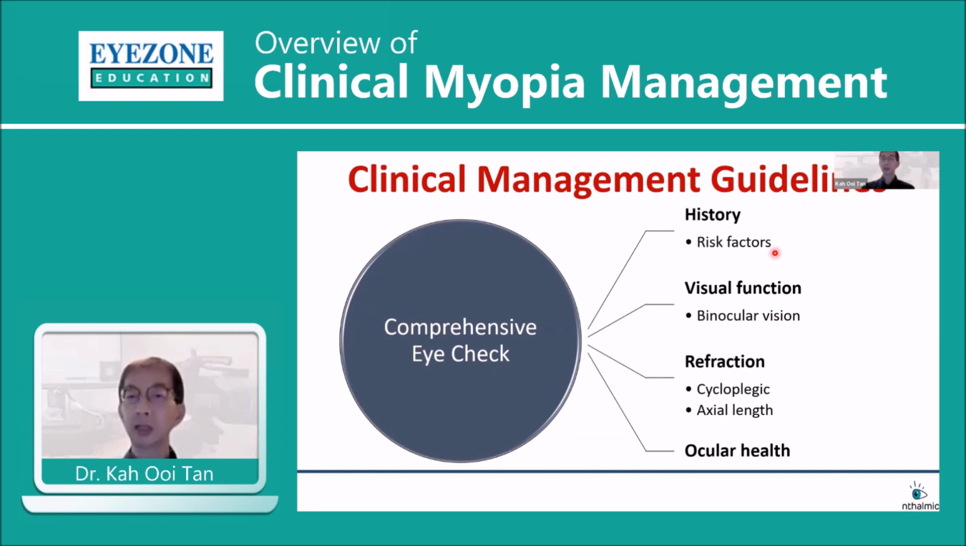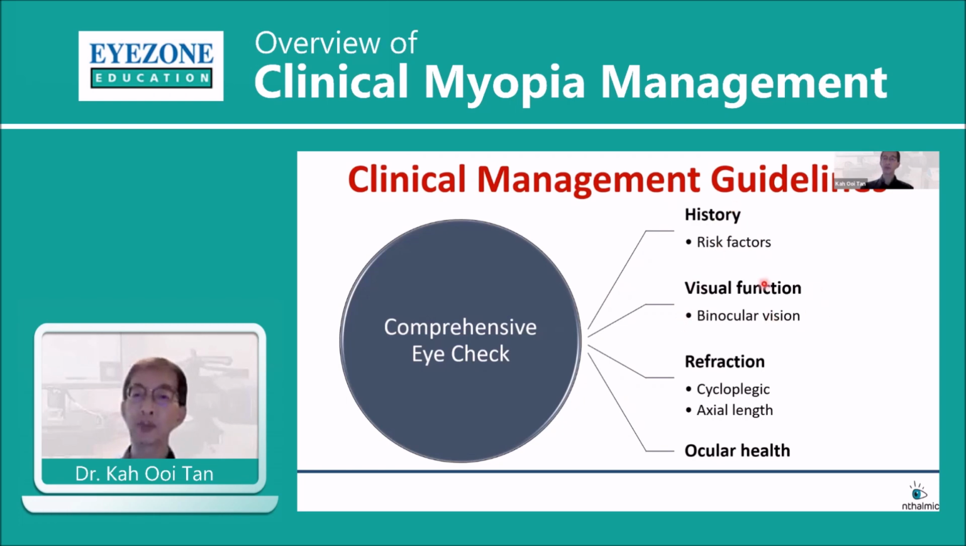And of course, when we look at the risk factor, we also need to look at the visual behavior. Each individual kid probably spends time on sports, homework, computer games, etc. So how much time does an individual kid spend on outdoor activities and close work or computers? The more time they spend on close work, the higher the chance of developing myopia. So we need to incorporate all these risk factors during the history taking.